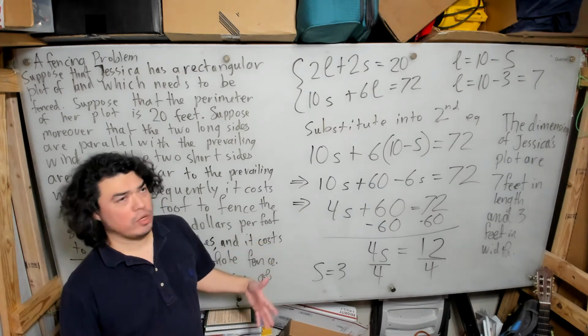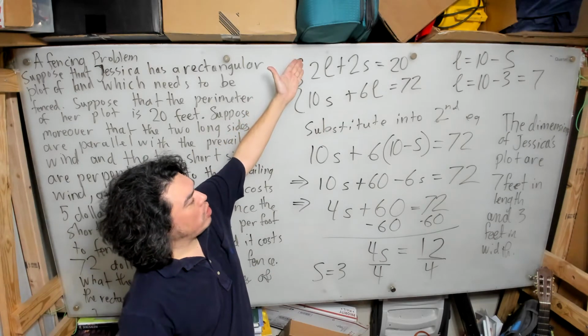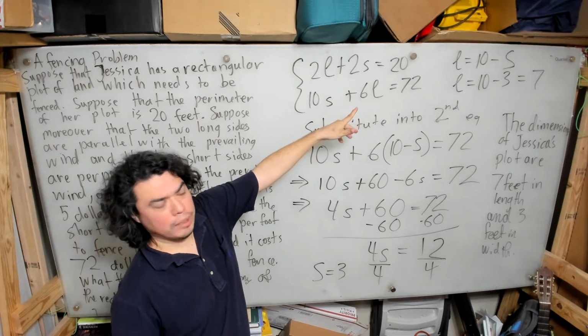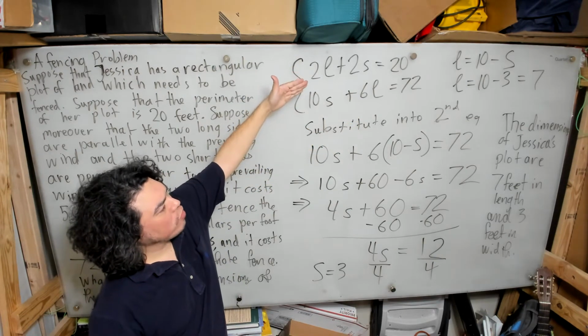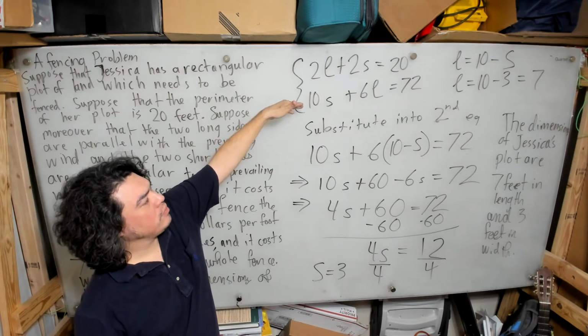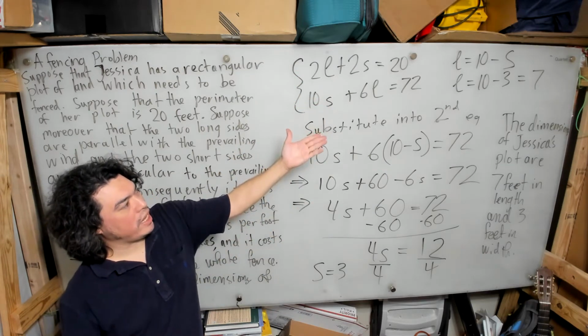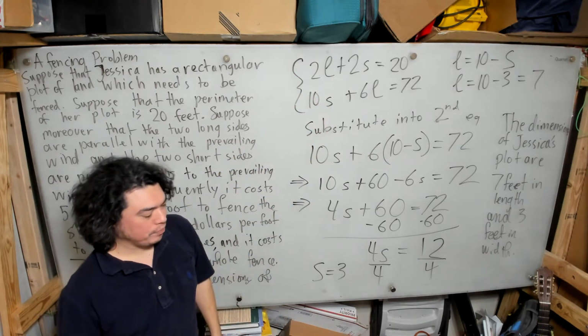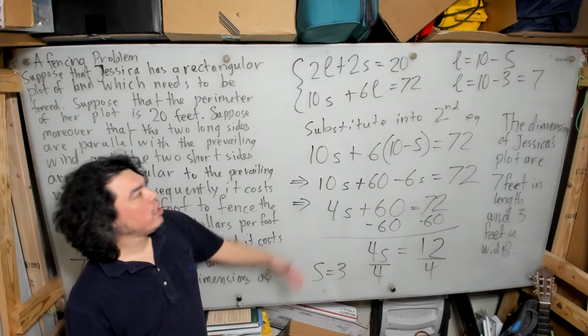What we just did was we took the first equation, we solved it for one of the variables, in this case L, and then we substituted that expression for L in terms of s into our second equation, and then solved it for s, and then plugged back into the relationship between the L and the s that we got from our first procedure.